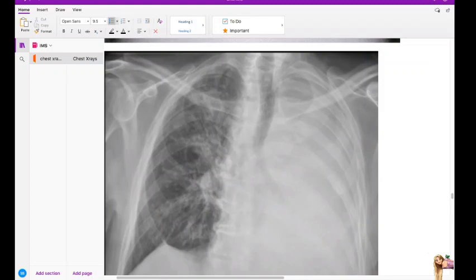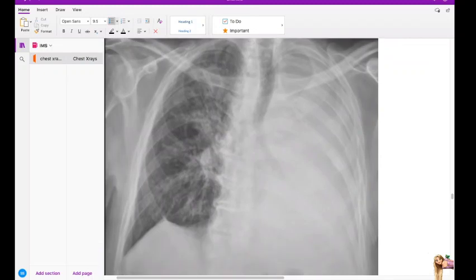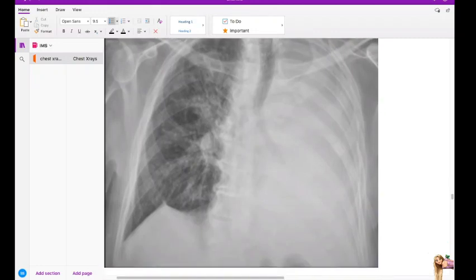Yeah, so this is atelectasis. Okay, so this is like lung collapse in a way. So that's why the lung has whitened out, but the trachea is shifted towards the side of the lesion. That's okay. All right.